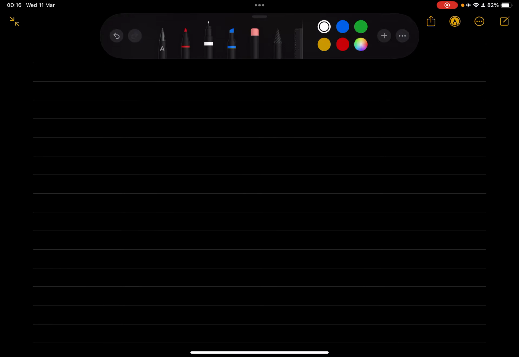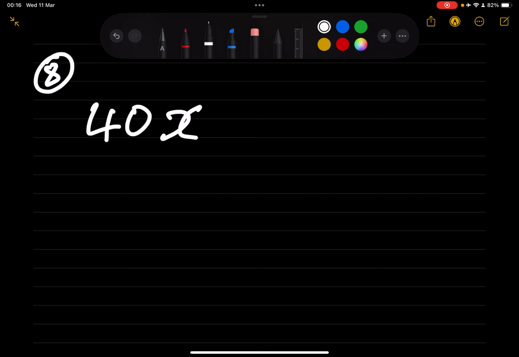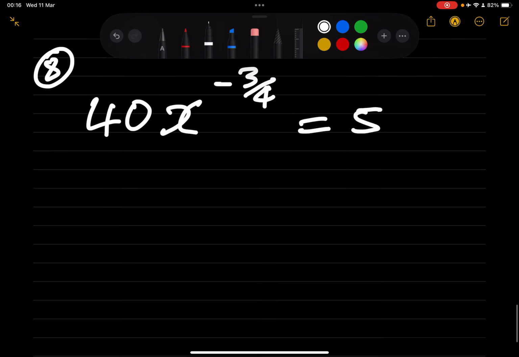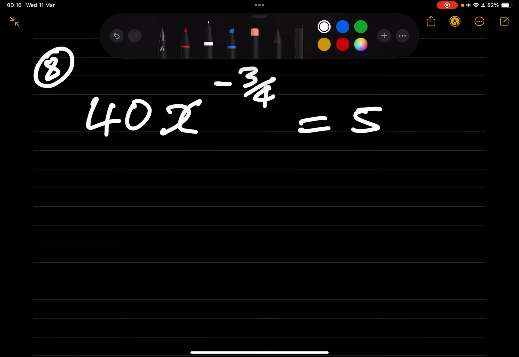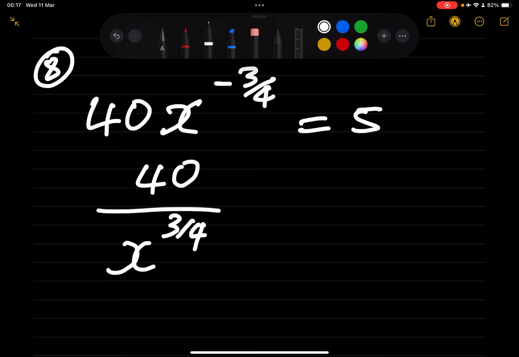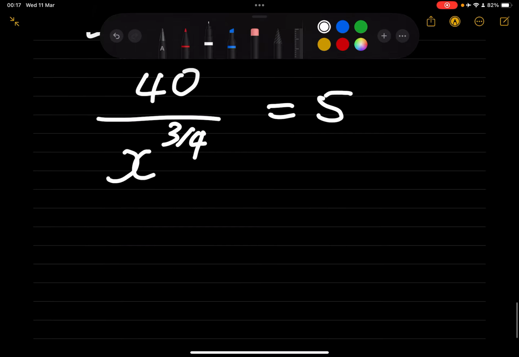On question 8, we have 40x to the power of negative 3 over 4 equals 5. All right, ladies and gents, I'm firstly going to do this. I want my power to be positive. So I'm going to say 40 over x to the power 3 over 4. If it was on the numerator, you take it to the denominator to change the sign on the exponent. Equals 5, then this is 5 over 1.